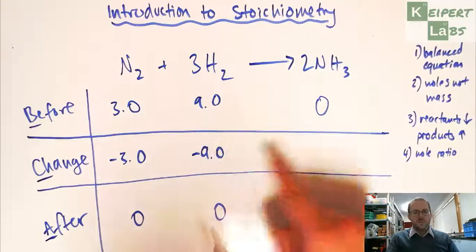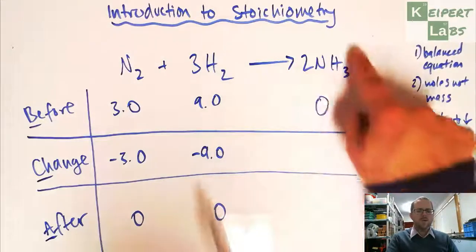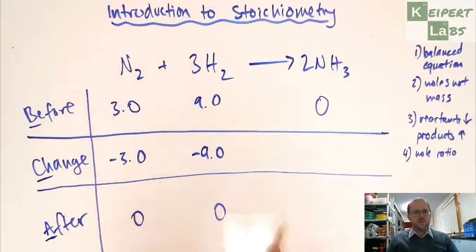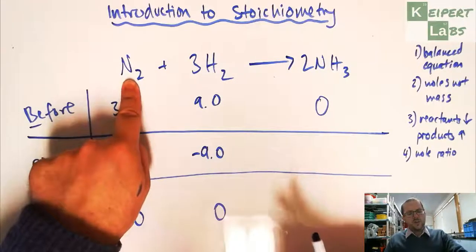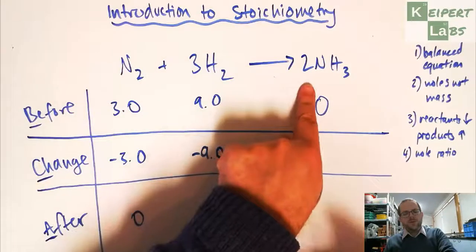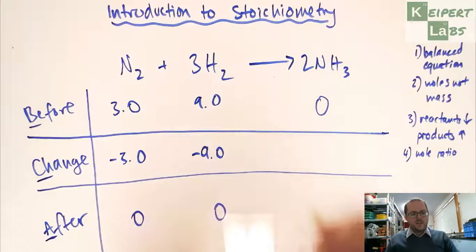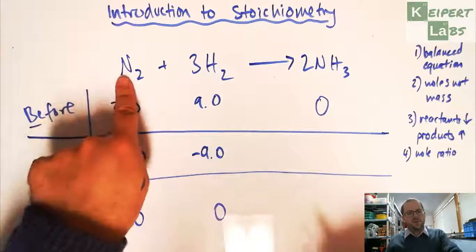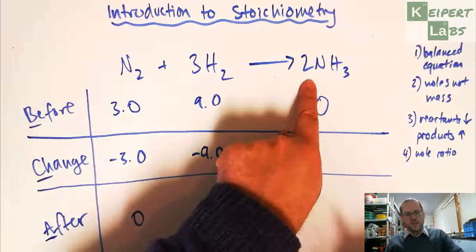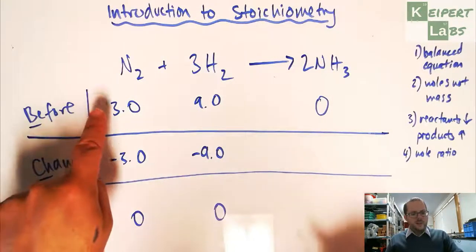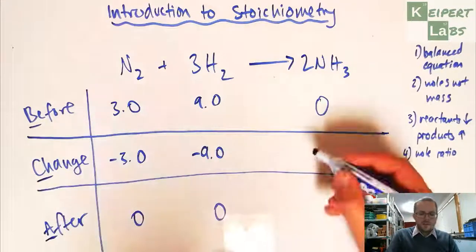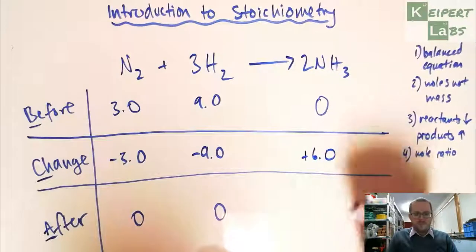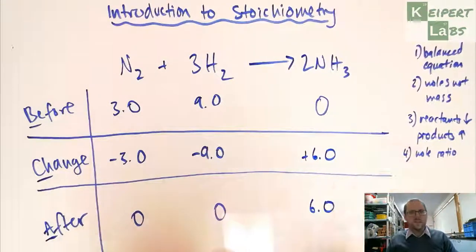Now I can also use my mole ratio to work out how many moles of this I will produce. What I have here is a ratio: for every 1 nitrogen molecule, I produce 2 ammonia molecules. So for every mole of this, I produce 2 moles of that. Then for every 3 moles of this that I use up, I'm going to produce 6 moles of ammonia, to end up with 6 moles at the end.